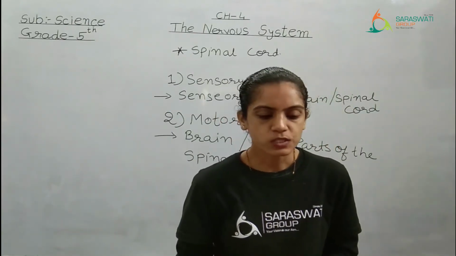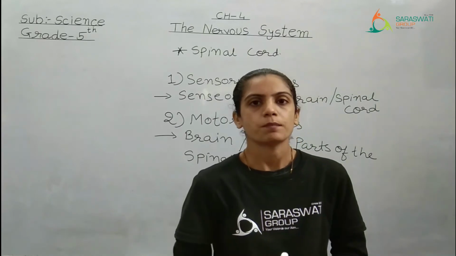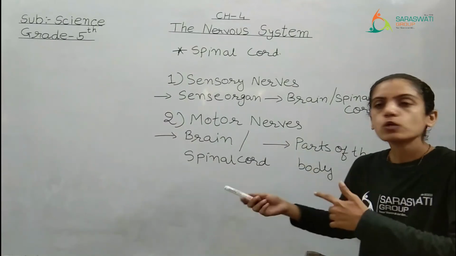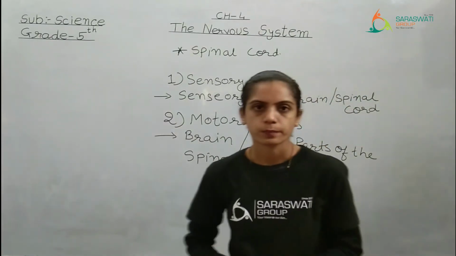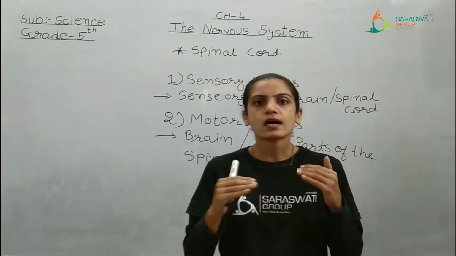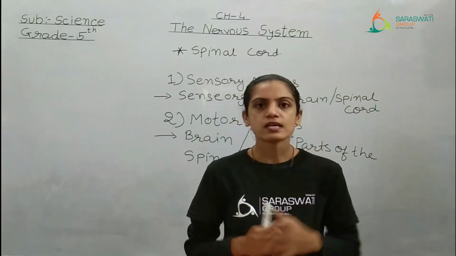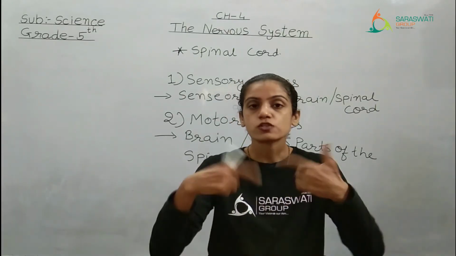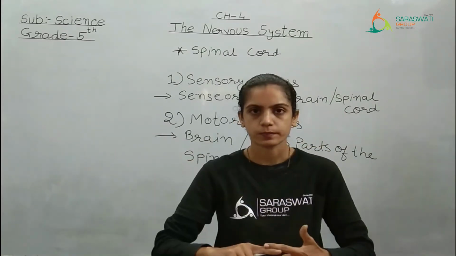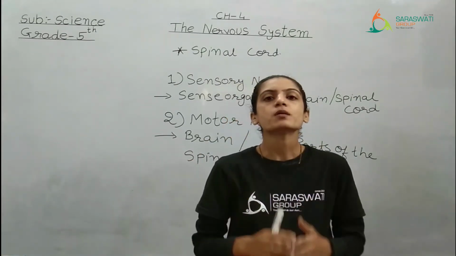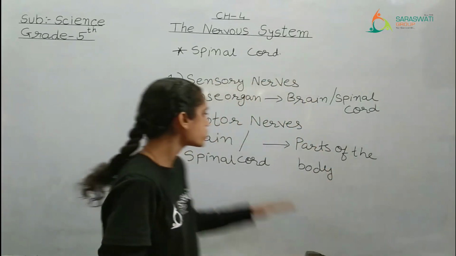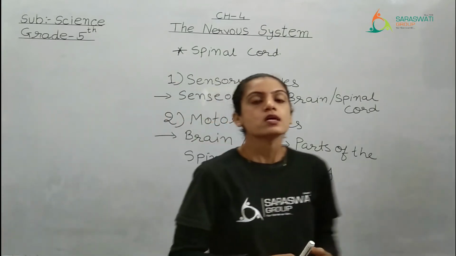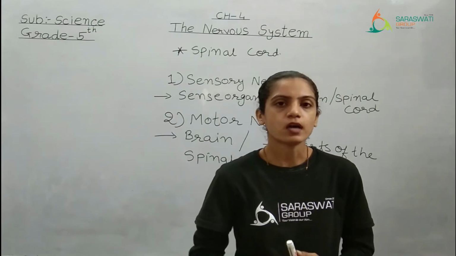Our muscles and glands work as instructed by these messages. Whatever messages the brain and spinal cord have given, according to that, the parts of the body will work. The way in school, teachers give instructions that you have to take out your classwork, take out your rough book and write these words 5 times. According to that instruction you will work. Same way, organs of the body will work according to the instruction of the brain and spinal cord. Right? So that was the second type of nerves, that is motor nerves.